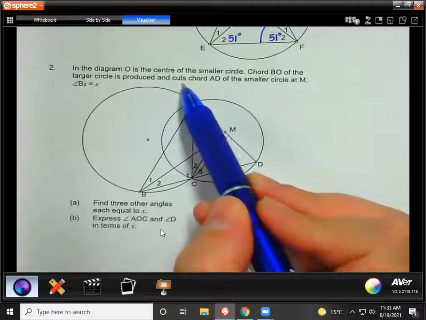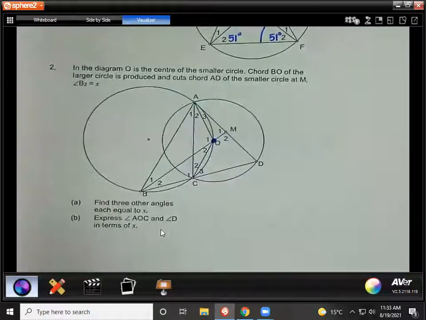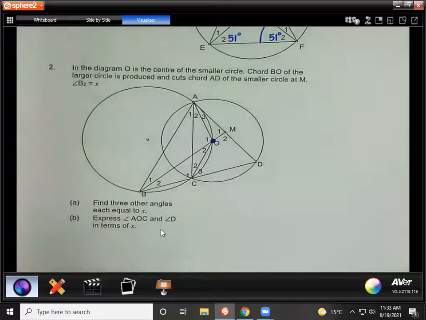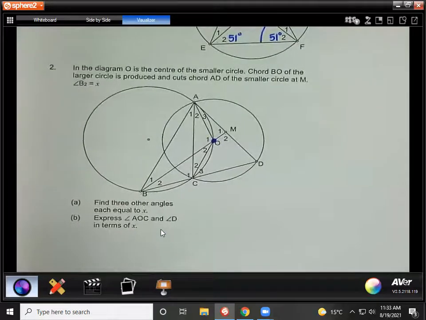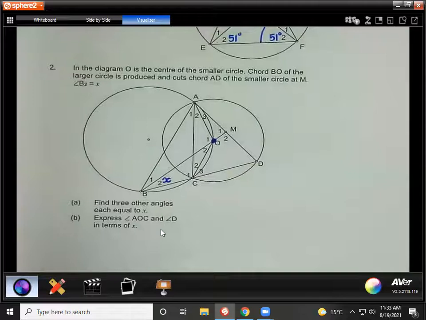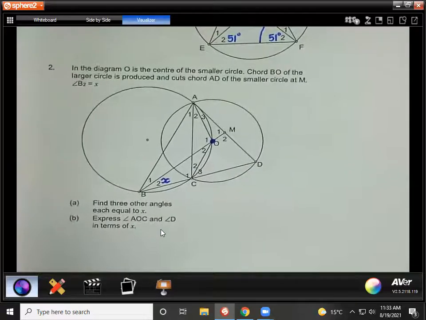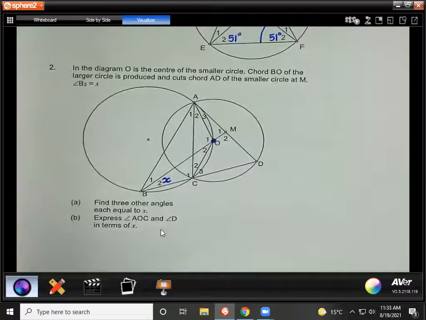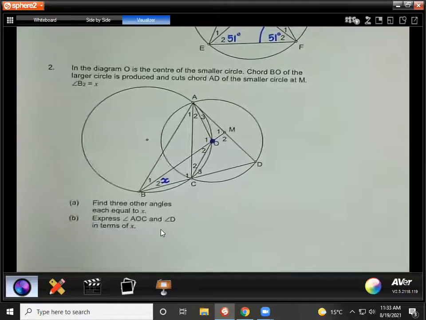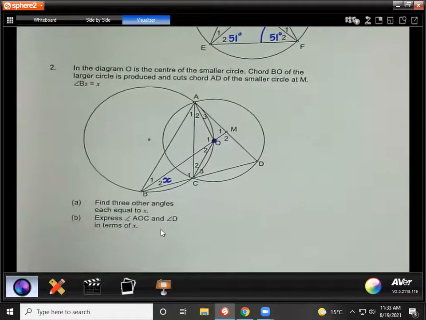Okay, so they're just saying that it cuts chord AD of the smaller circle at M. And then they're telling us that B2 is X. All right, they didn't fill that in, but B2 is X over there. Now, 2A is asking us to find 3 other angles each equal to X. And this is a common test question where they give you one angle that's X and then they say, find 3, 4, 5 other angles that are also equal to X.